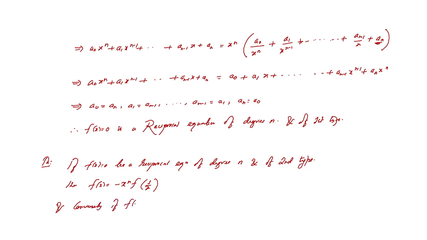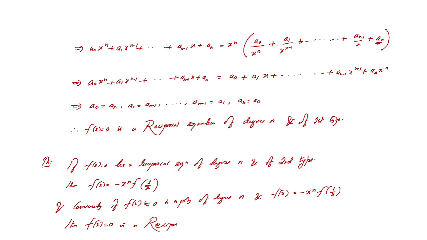And conversely, if f(x) equals 0 is a polynomial of degree n and f(x) equals minus x to the power n f of 1 by x, then what do we conclude? Then f(x) equals 0 is a reciprocal equation of second type.